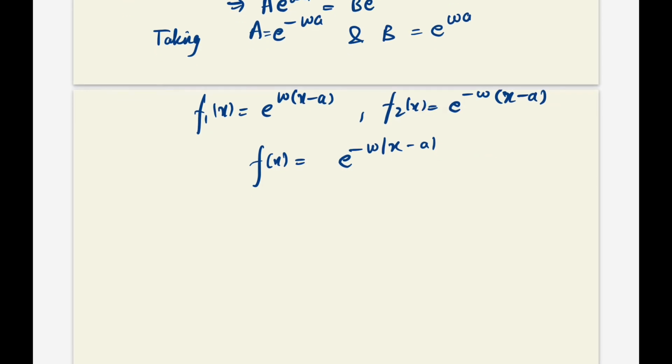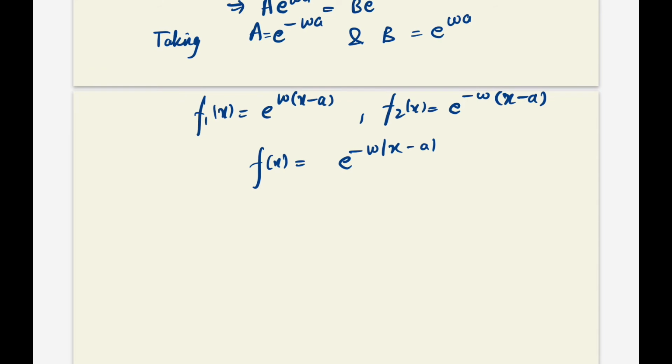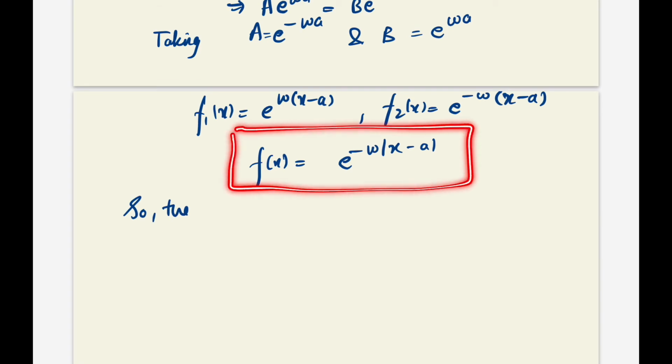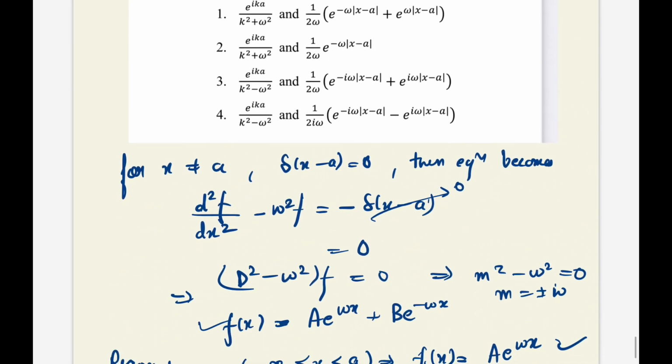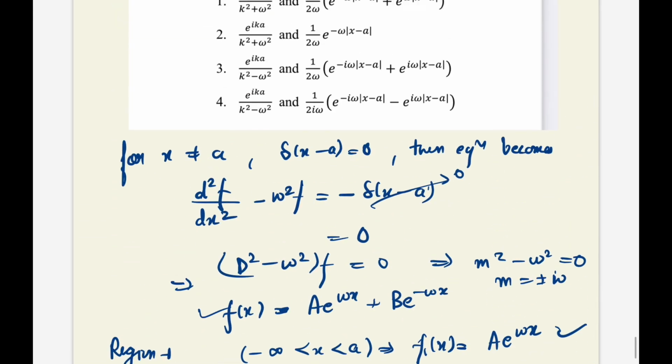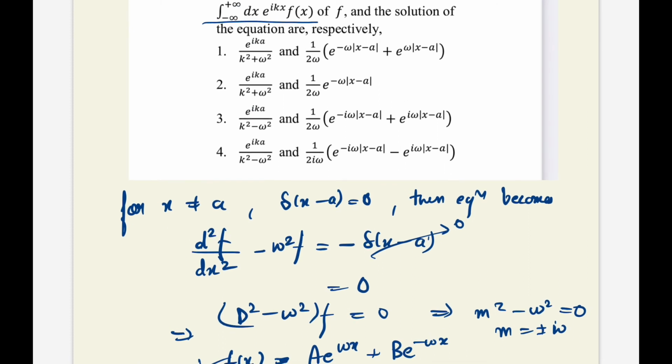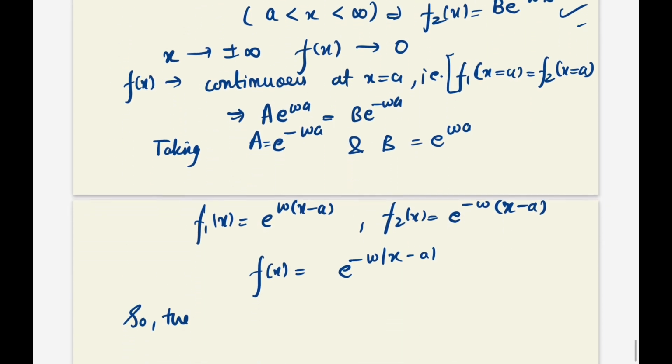Now what we do further is, so the solution. Now if you see this solution, that is modulus of x minus a minus omega x minus a, only one of it is possible, this one. These only have this term, right? But when we are taking modulus already, then it will distribute into these two functions.